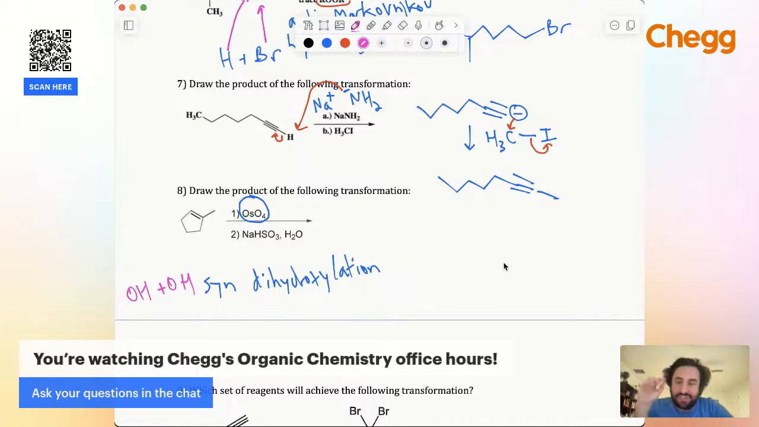Since we are adding the same group to each of the 2 carbons, there is no regiochemistry to discuss. They are not 2 different groups, so it doesn't matter which one goes to which carbon. It's the same group. So regiochemistry is not relevant. But stereochemistry is relevant, and it is syn. So we are taking 2 OHs, and we're adding them to the same side of the molecule.